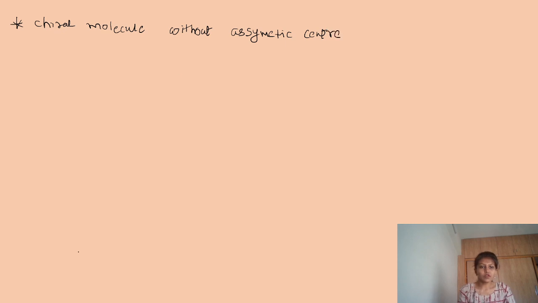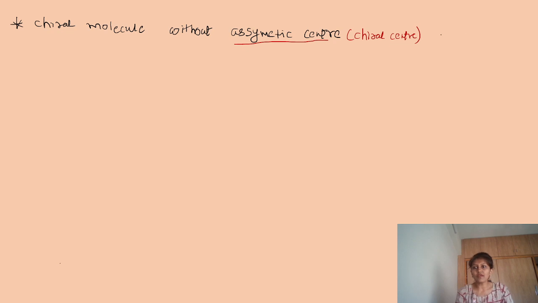Okay, so first of all, the question is what we mean by the asymmetric center. The asymmetric center is nothing but the chiral center. We all know about the chiral center: any carbon which is attached to four different groups is known as the chiral carbon, and that center is known as the chiral center or asymmetric center.